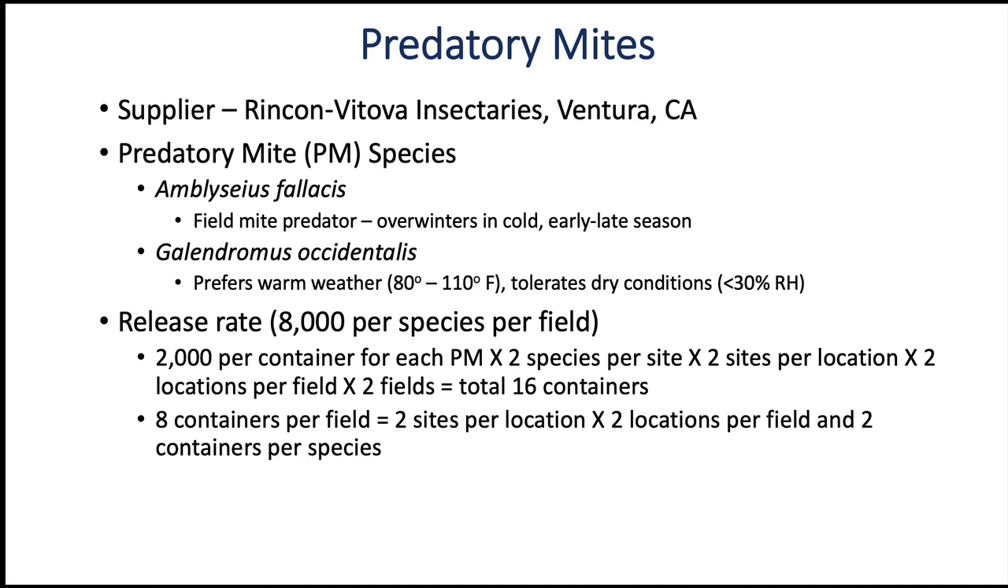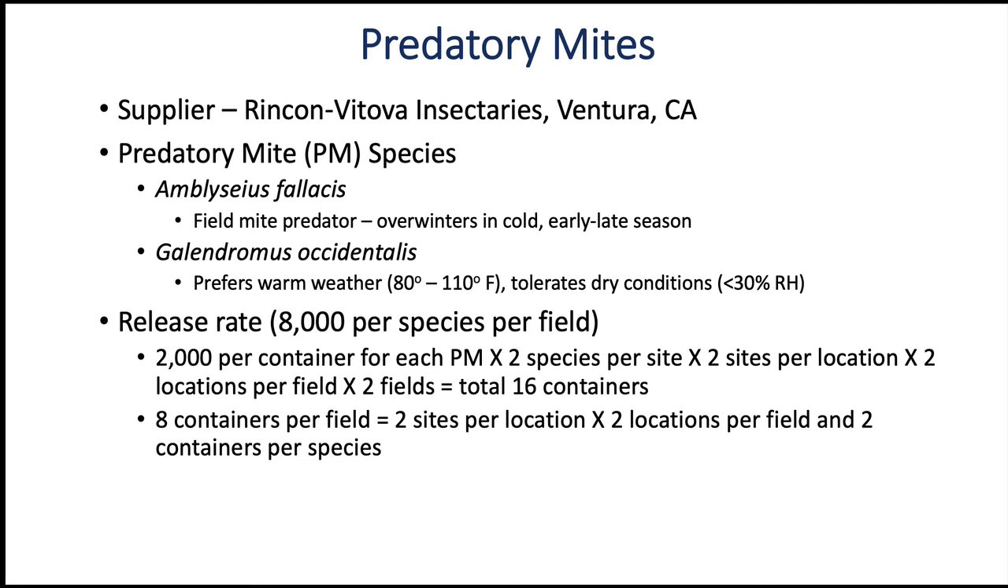The predatory mites that we received were from our supplier, Rincon Vitova Insectaries. And again, we had 2 different species of the predatory mites. The Amblyseius fallacius overwinters in cold and late season. Galendromus occidentalis does prefer warm weather and it tolerates really dry conditions. What we did, we released 8,000 predatory mites for each species in each field, which means we had 2,000 within a small container for each of the predatory mite species. We had 2 sites in each field, and we had 2 locations within the field.